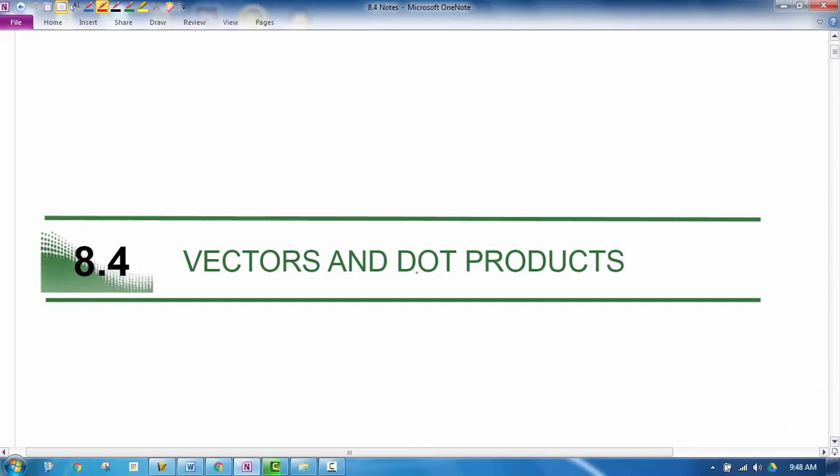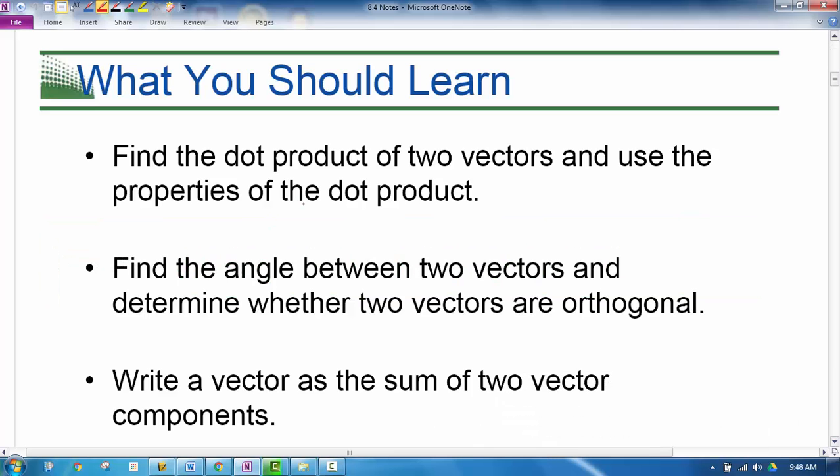Okay, 8.4 is on vectors and dot products. So we're going to learn about dot products of two vectors, use the properties of dot products. We're also going to find the angle between two vectors and determine if they're orthogonal, which just means perpendicular. Okay, we'll do the vector sum of two vector components, which we've been doing.